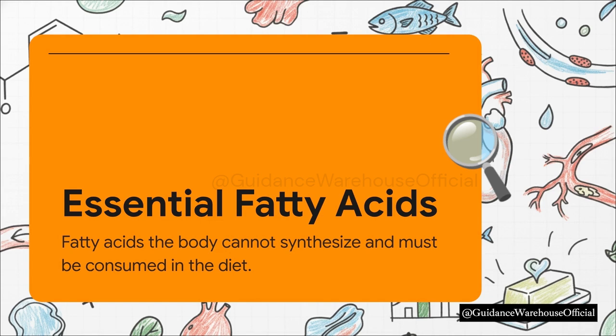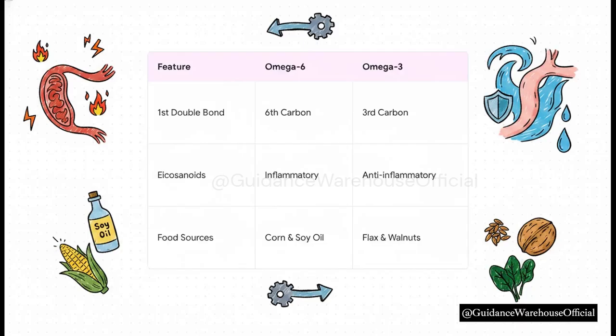You see, our bodies are amazing chemical factories, capable of synthesizing almost all the fatty acids we need, except for 2. These are the essential fatty acids, linoleic acid, which is an omega-6, and alpha-linolenic acid, or ALA, which is an omega-3. So the crucial point is, when nutrition science calls something essential, it means your body literally cannot make it. You absolutely must get it through your diet. Let's compare these two.